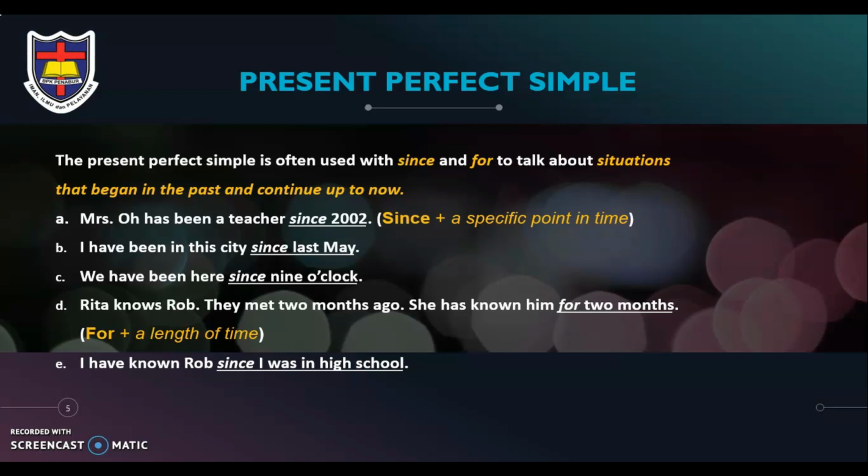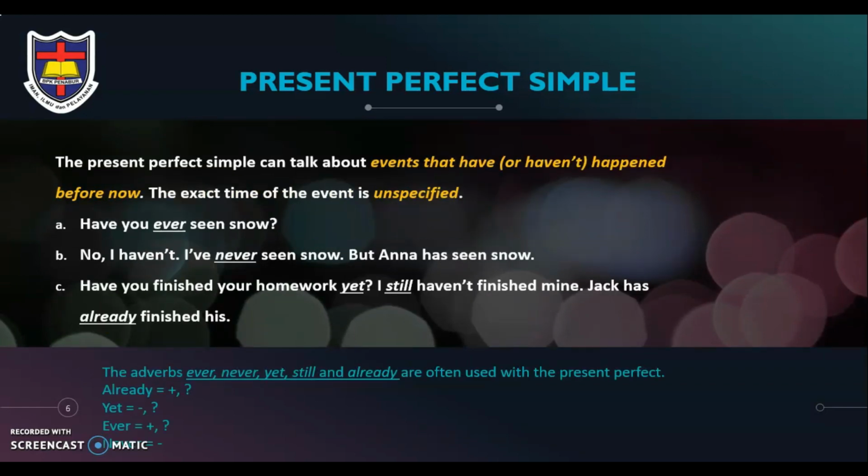Next slide, we have another situation where you can use present perfect simple. The present perfect simple can talk about events that happened before, where the exact time of the event is unspecified. In other words, you can use present perfect simple whenever you want to express an activity when you are not sure of the exact time of that activity.